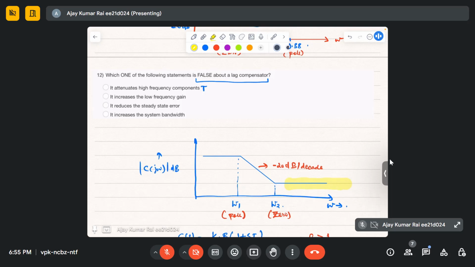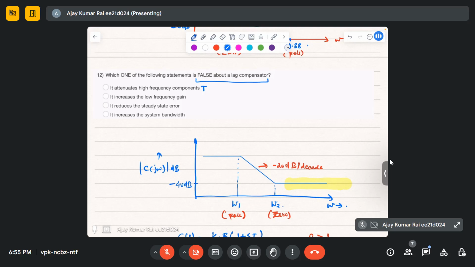So this is attenuation, right? To give it some values, let's assume this value is minus 40 dB. You'll have some plant transfer function, and at higher frequencies you are going to add this minus 40 dB to that magnitude. So it is actually decreasing the magnitude at higher frequency. We are attenuating the high frequency component, right? So the first statement is true.